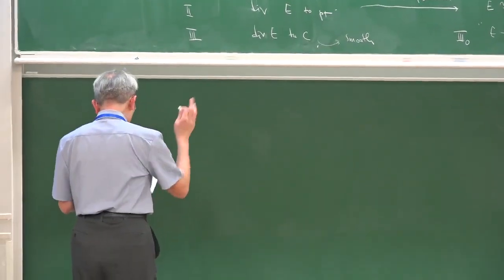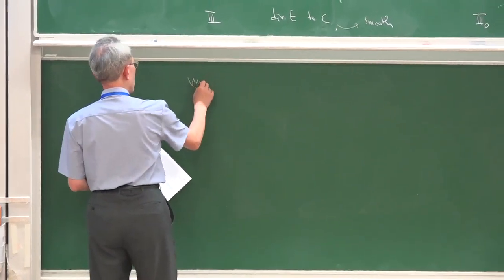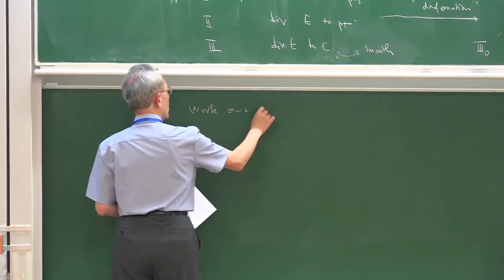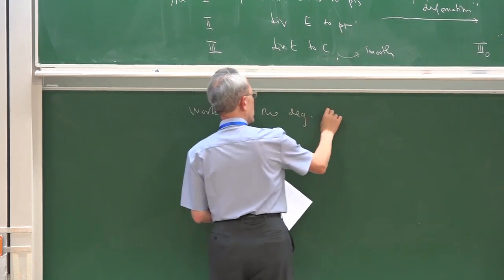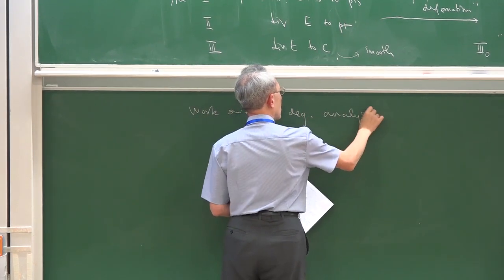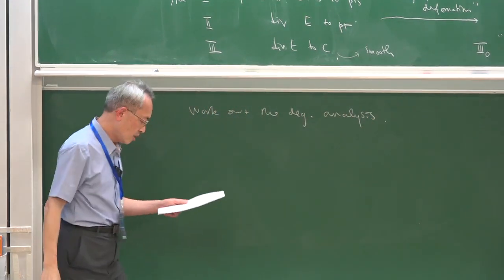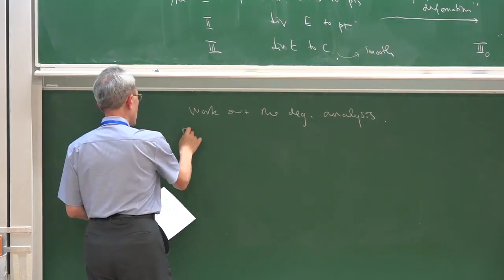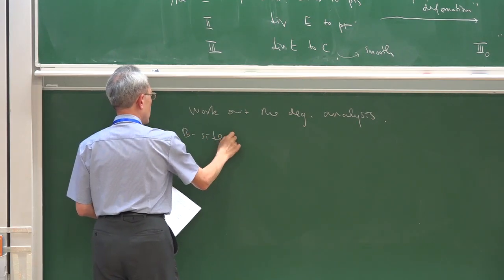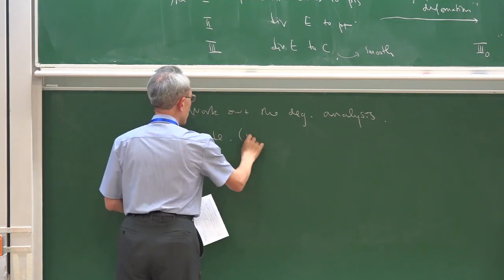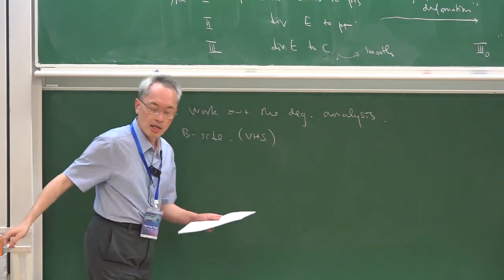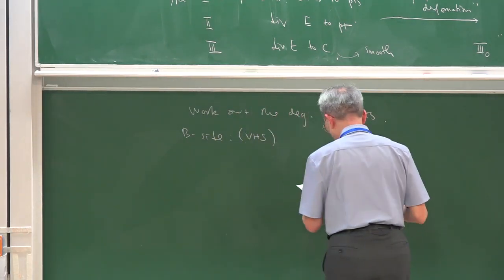And if you work out this, work out the degeneration analysis. And what you will get in the B side, I mean variation of Hodge structure. Then you will get a picture.